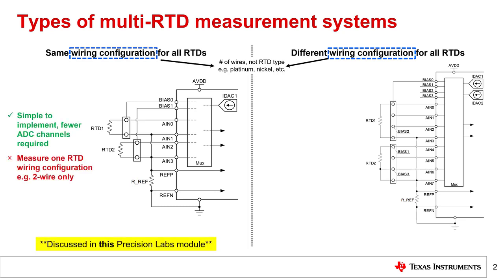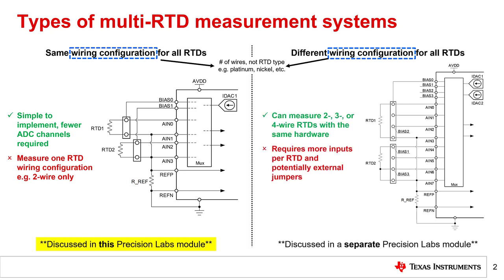Designing a system that requires the same wiring configuration for all RTDs is simple to implement and generally requires fewer ADC channels compared to the system on the right. However, the most obvious challenge with this system is that it can only measure one RTD wiring configuration. If the user needs to measure 2, 3, and 4-wire RTDs, they will need to design 3 separate systems. This Precision Labs module will analyze this system in more detail.